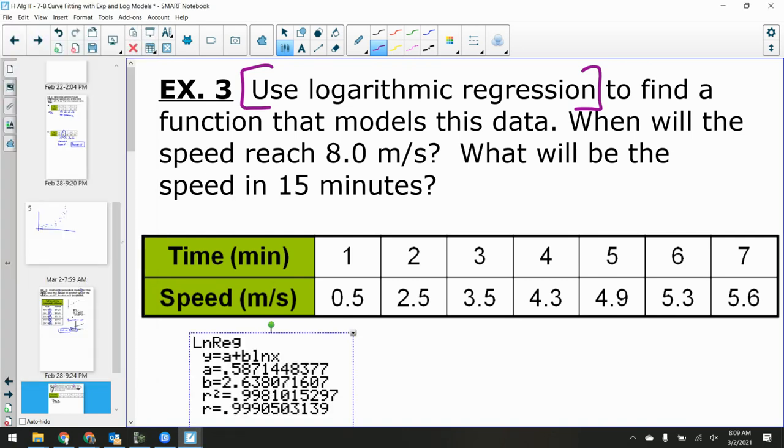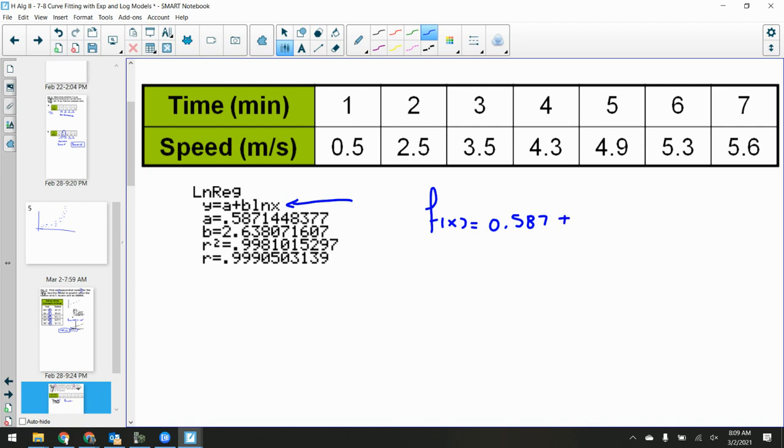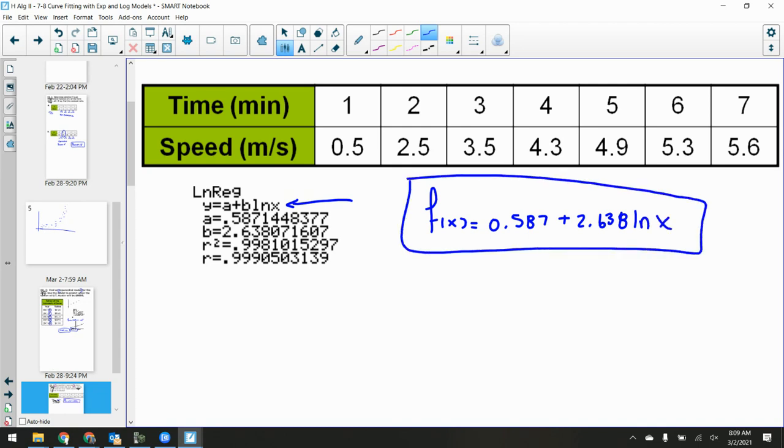Now look at how it's giving it to you. It is a plus b ln of x. That's telling you how it's giving you the equation. It's not a times b ln of x, it's a plus b ln of x. So f of x, or y, equals a, 0.587, plus b, 2.638 natural log of x. That's our natural log regression. How strong is that correlation? Very strong. Very, very strong.